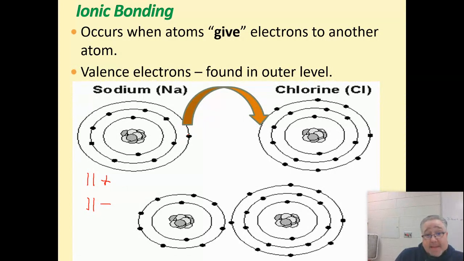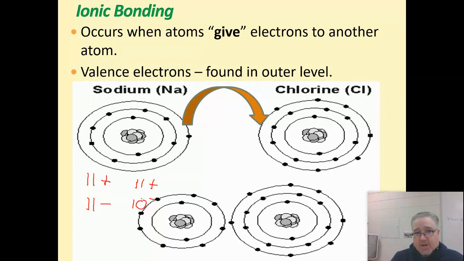So when sodium gets rid of that electron, it's losing an electron. Think about what that's going to do. If it loses an electron, it's still going to have 11 positives, but it's only going to have 10 electrons. So think about those numbers. They're not balanced anymore. You've got a positive 11 and a negative 10.